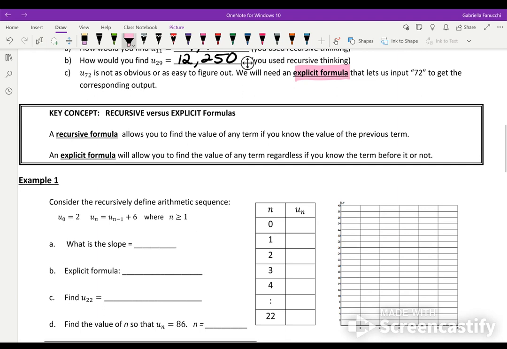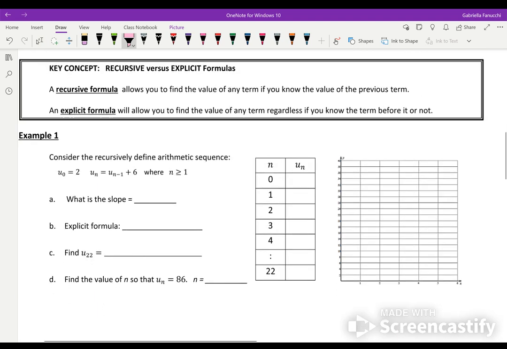So example 1, we have u sub 0 is equal to 2. So that's our 0 term. And we have u sub n is equal to u sub n minus 1 plus 6. So there's our difference. We're adding 6. So on the table, we can go ahead and fill that in. So u sub 0 was 2, and we're adding 6. So 2 plus 6 is 8. 8 plus 6 is 14. 14 plus 6 is 20. 20 plus 6 is 26. Okay. And then what we're going to find out is right here. Okay. So after we write out our formula, we'll be able to fill that box in.